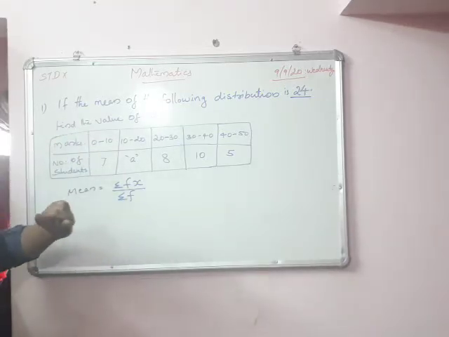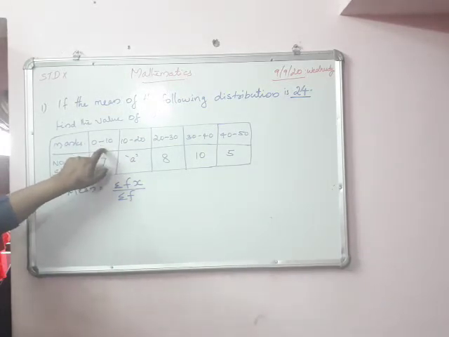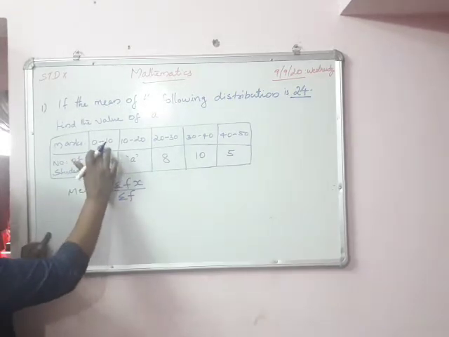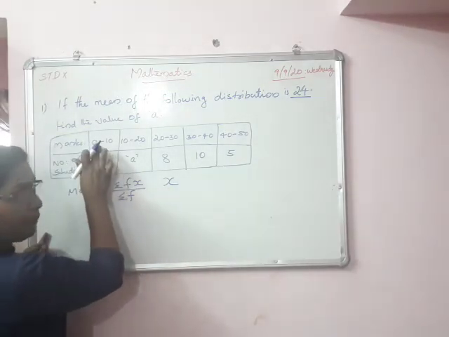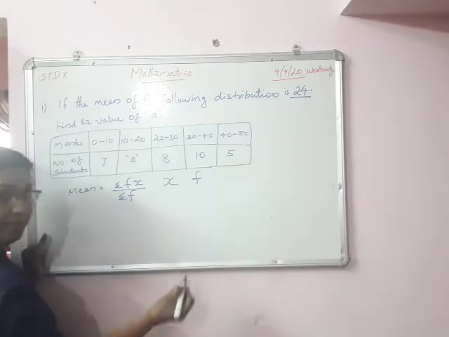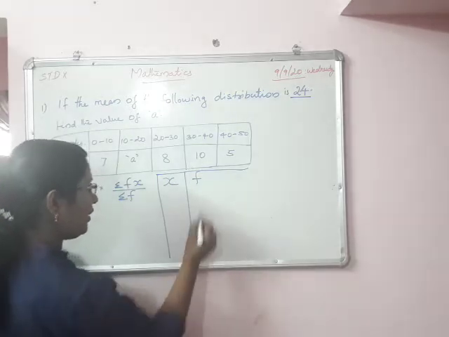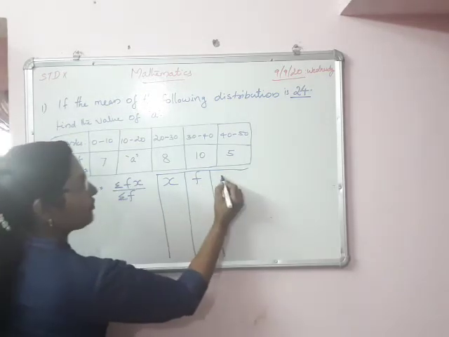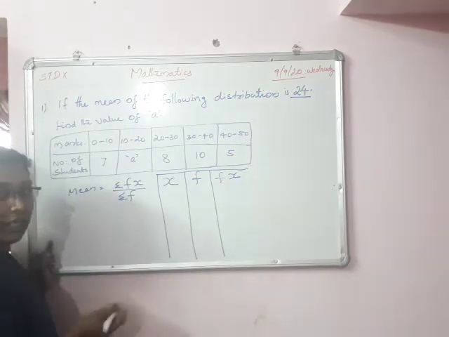How can we find x from the class interval? That is the midpoint. You studied it in 9th standard. The midpoint is considered as x. So we are going to convert the table: first x, that is the midpoint of the marks, then f, frequency. Then fx, that is f into x, and sigma fx and sigma f. That is the method.